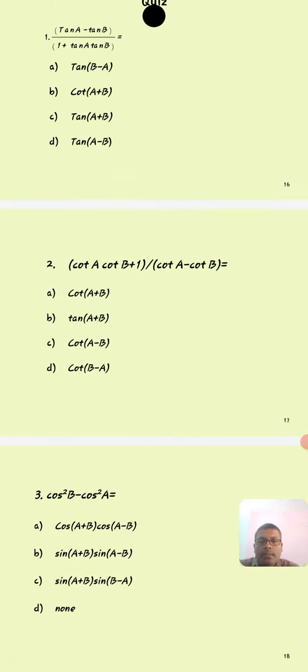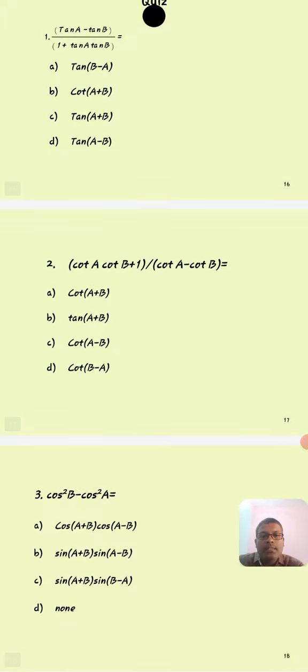Okay. Number 3. Cos square B minus cos square A. Options: cos of A plus B into cos of A minus B; first option, sin of A plus B into sin of A minus B; second option, sin of A plus B into sin of B minus A; D is none of the above. You observe here, cos square B minus cos square A is nothing but sin of A plus B into sin of A minus B formula. What is the cos of A plus B into cos of A minus B formula? Cos square B minus sin square A. So here the option is B.